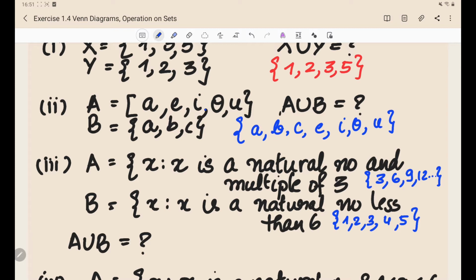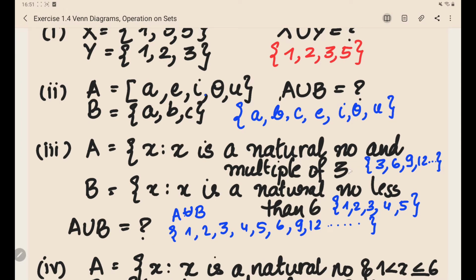Okay, so what is A union B? A union B is 1, 2, 3, 4, 5, 6, 9, 12, and so on, the rest of all the multiples of 3. So these are the elements of the set A union B.